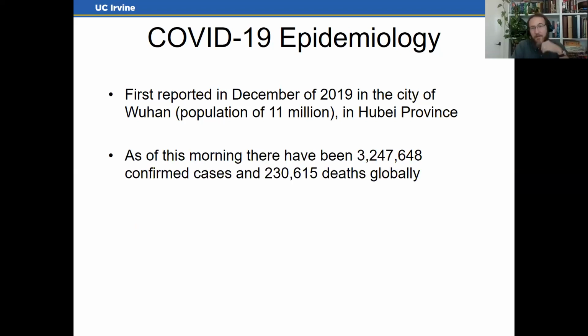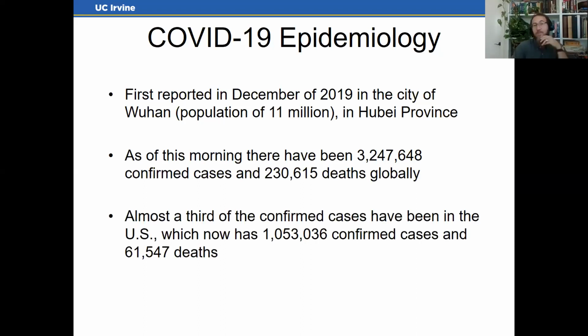As of this morning, I just updated these data here, there have been over 3.2 million confirmed cases, over 230,000 deaths. And this is certainly an undercount of the confirmed cases and almost certainly an undercount of the actual deaths as well. Almost a third of those have been in the United States, where we're over 1 million confirmed cases and over 61,000 deaths from the disease.